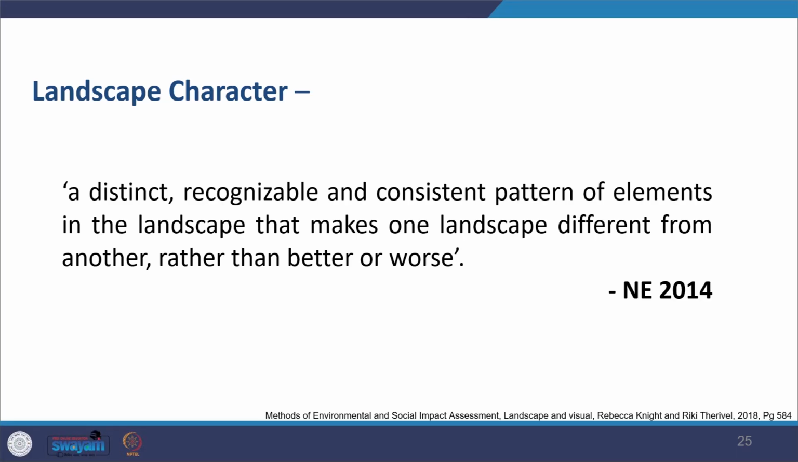So we look at the characteristics of an individual landscape. That allows us to take a diverse range of landscapes and see what kind of services and benefits we get from them. Earlier we saw it as beauty, but now we see it as a complete environment, unique and distinct in its way. So if we define landscape character, it is a distinct, recognizable, and consistent pattern of elements in the landscape that makes one landscape different from another, rather than better or worse.